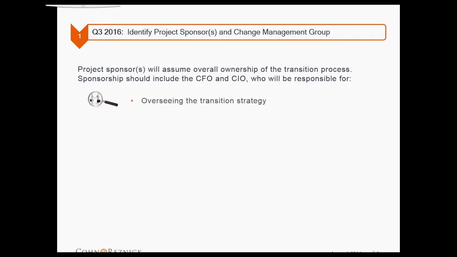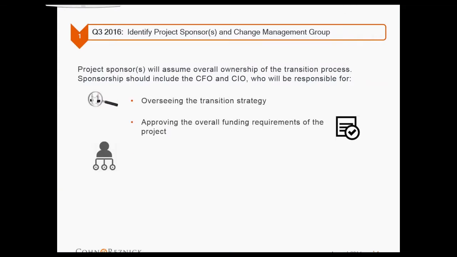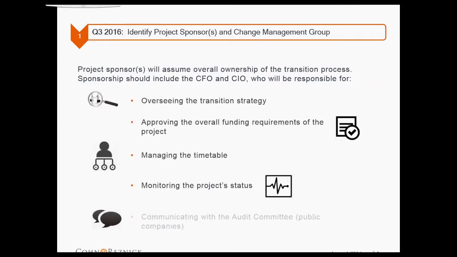So, getting started. If management has not already assembled the team that will sponsor and take ownership of the transition process, doing so now is highly recommended. Postponing this any longer could have detrimental effects on an effective implementation plan.